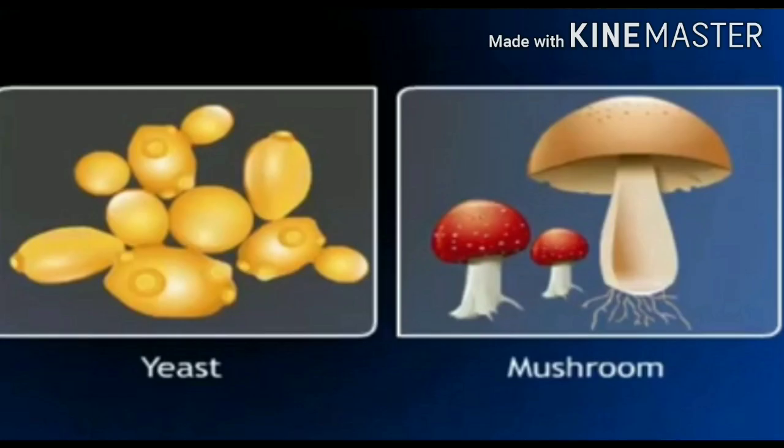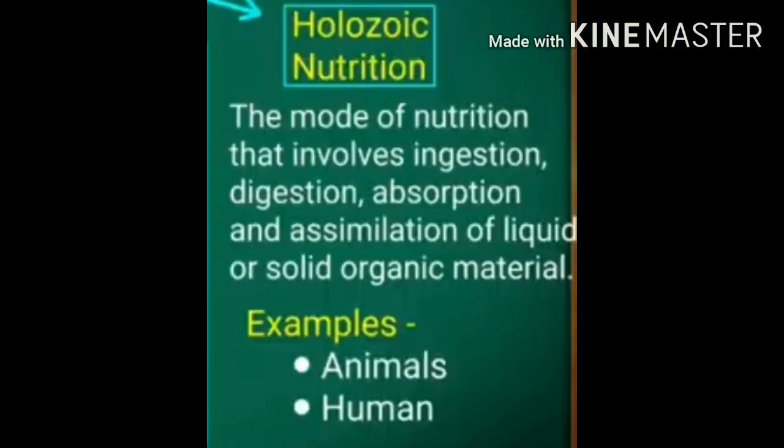Saprophytic organisms or saprophytes derive their food from dead organisms. They secrete enzymes that are released on food material outside their body. These enzymes break down the complex food into simple forms, and they absorb it. Common examples are fungi, mold, mushrooms, yeast, etc.